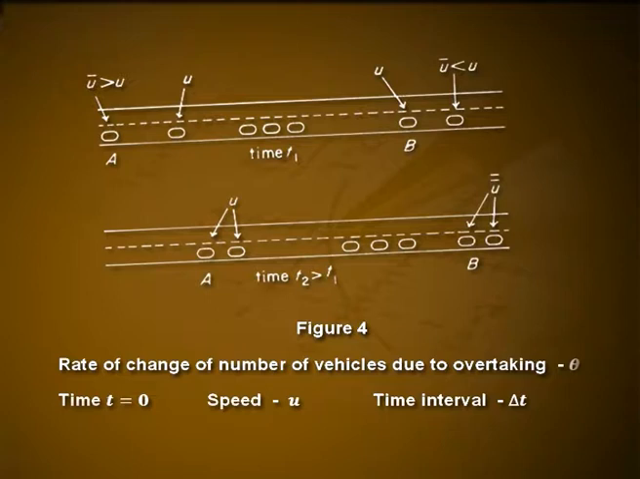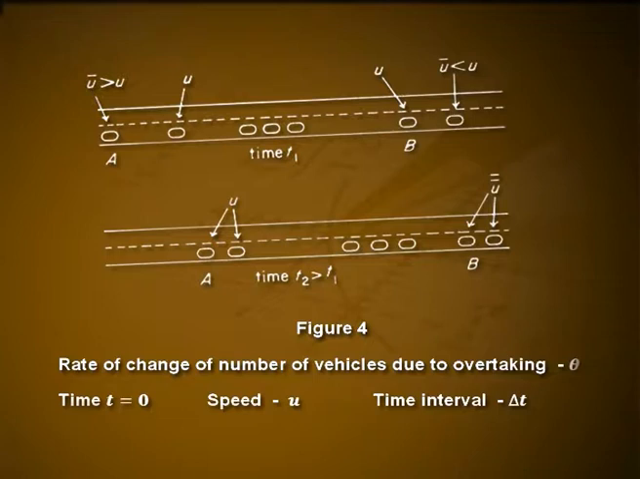The second way in which overtaking can change the number of vehicles operating at speed u is that a vehicle operating at speed u may overtake a vehicle operating at a lower speed u double bar less than u, thus causing a loss from the number of vehicles operating at speed u. Let us compute the rate of change theta of number of vehicles due to overtaking.